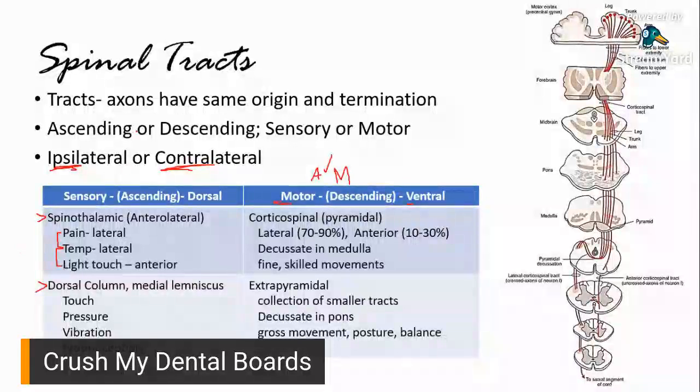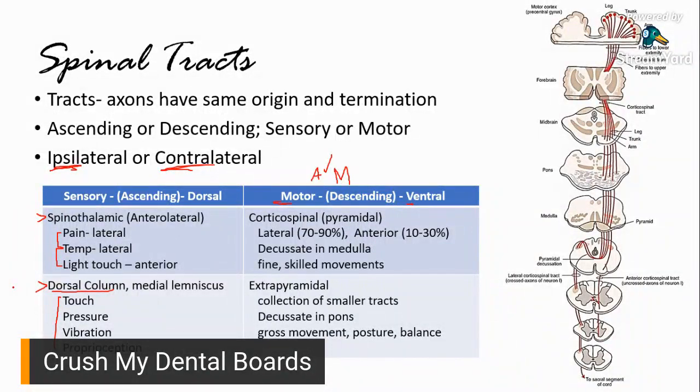Okay, light touch. Light touch lang dito. However, pagdating sa deep touch, pressure, vibration, proprioception, these signals would be transmitted via the dorsal column or the medial lemniscus. And then it would eventually ascend to the brain for interpretation. Okay?